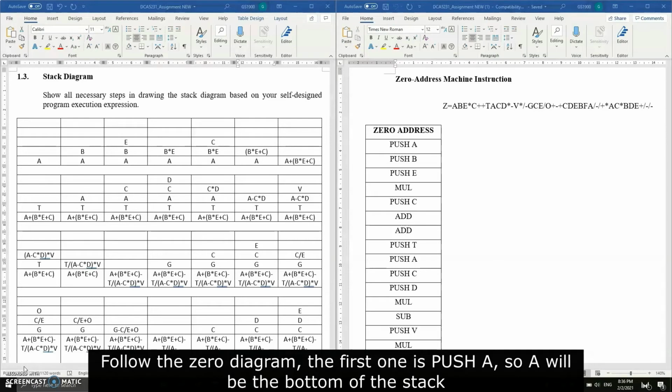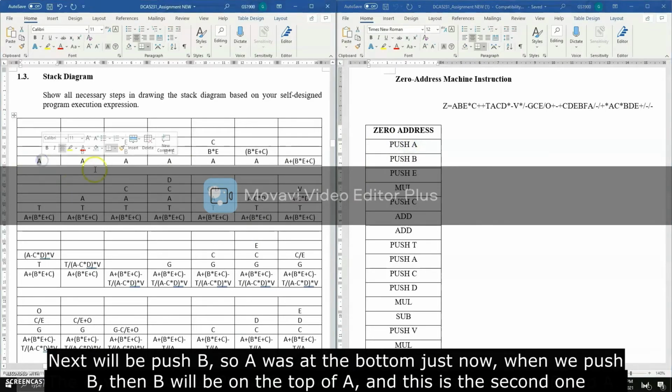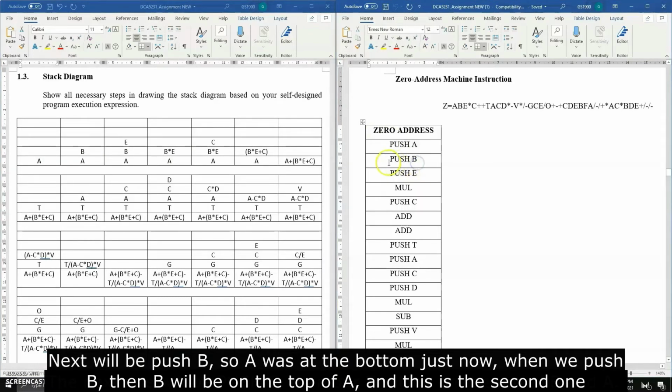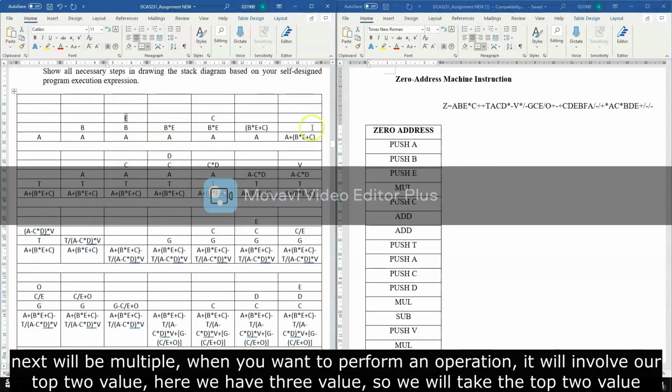Follow the zero address diagram. The first one is push A. So A will be at the bottom of the stack. Next will be push B. So A was at the bottom just now. When we push B, then B will be on top of A. And this is the second one. The next one will be push E. Then our E will be on top of B and A. Next will be multiply.